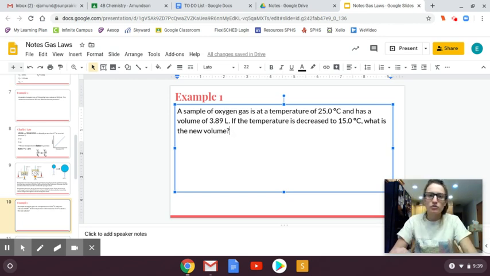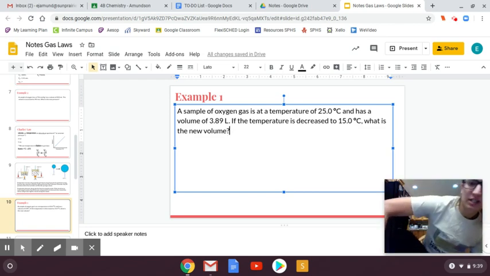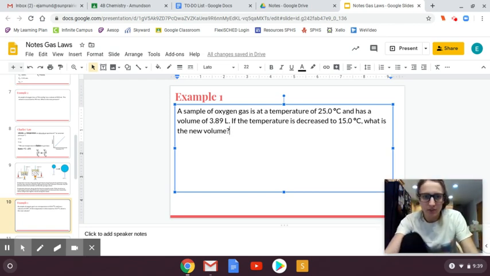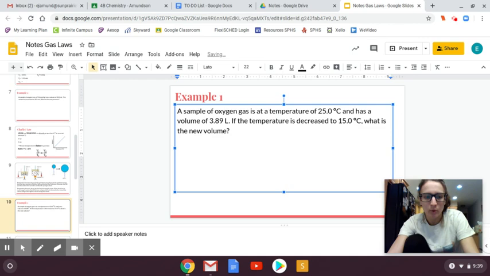So again, what I like to do first and foremost is just write out the equation that relates to this one, being Charles' law, means I'm going to use V1 divided by T1 equals V2 divided by T2. I am given V1. V1 is 3.89 liters. And I'm given T1, all right? It's at a temperature of 25 degrees Celsius.